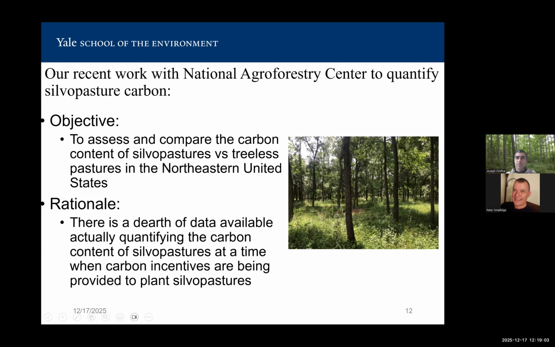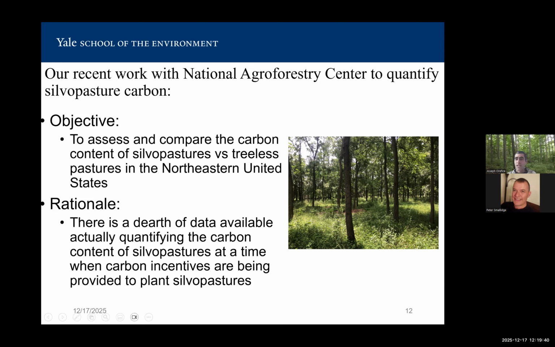So this leads me to the recent work that I want to present today. This was in conjunction with the National Agroforestry Center, and we wanted to actually quantify the silvopasture carbon. What is the dynamic? People talk about this a lot, but there's not a lot of science actually quantifying the values of carbon, the stores of carbon in these ecosystems. So we wanted to assess that and compare the carbon content of silvopasture versus treeless pasture. The region we focused on was the northeastern United States. The rationale for this is that there's just not that much information out there.